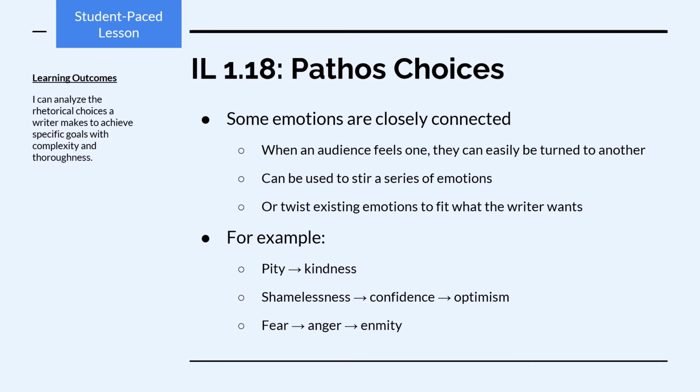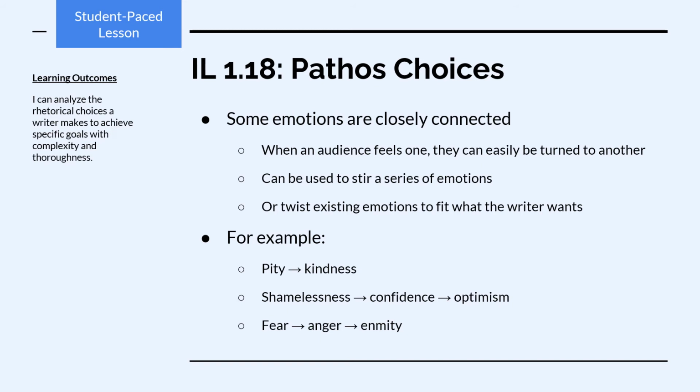Keep in mind that some emotions are closely connected. That is, when an audience feels one, they can easily be turned to another. And these connections can be used to stir a series of emotions if a writer wants to first make them feel one thing and then this next related thing and then this next related thing, or perhaps twist emotions that the audience already feels into something the writer wants.